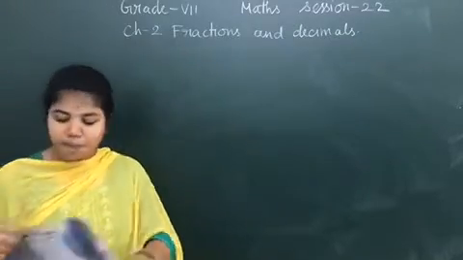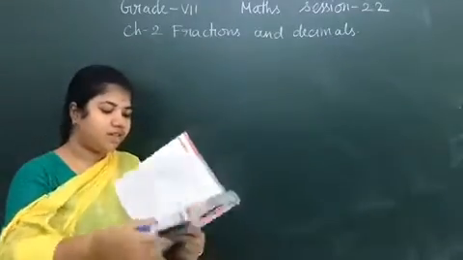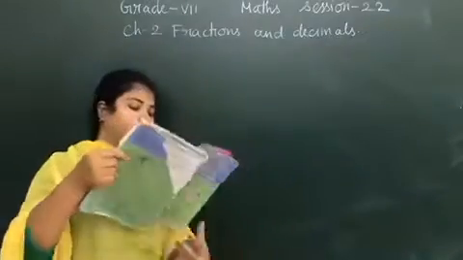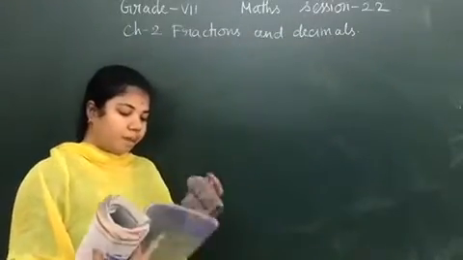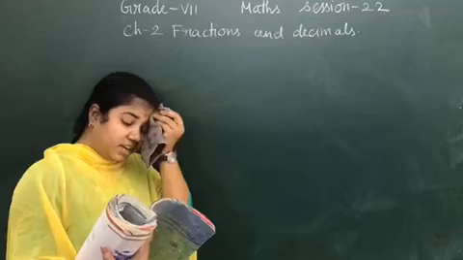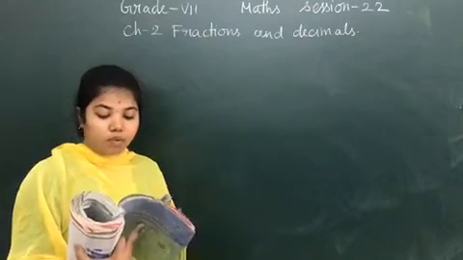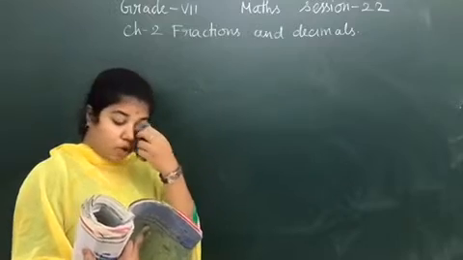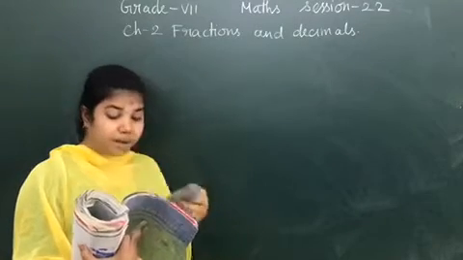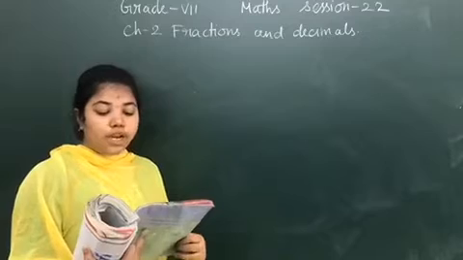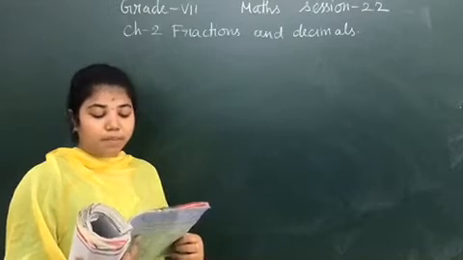Now take your book page number 32 and see the 7th sum. Ritu ate 3/5 part of an apple and the remaining apple was eaten by her brother Somu. How much part of the apple did Somu eat? Who had the largest share by how much?